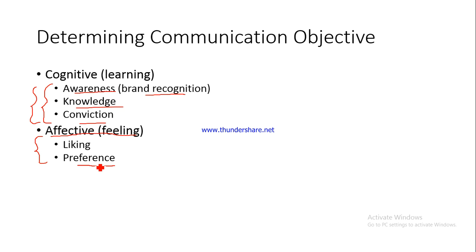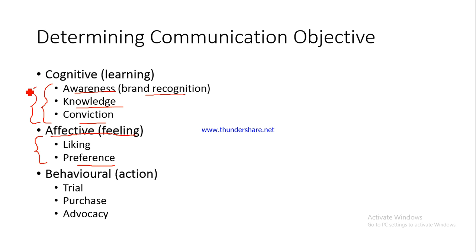So we've got the cognitive part and we've got the affective part, and then we have the behavioral part. So it is all right to have a particular thinking about a particular product, to have a particular knowledge about it and to feel about it, but then what about any action towards that product? So this is the behavioral part basically, right? And in the behavioral part, we might want our target audience to try our product. We might want our target audience not to just try but to purchase our product. We might want our target audience to advocate our product.